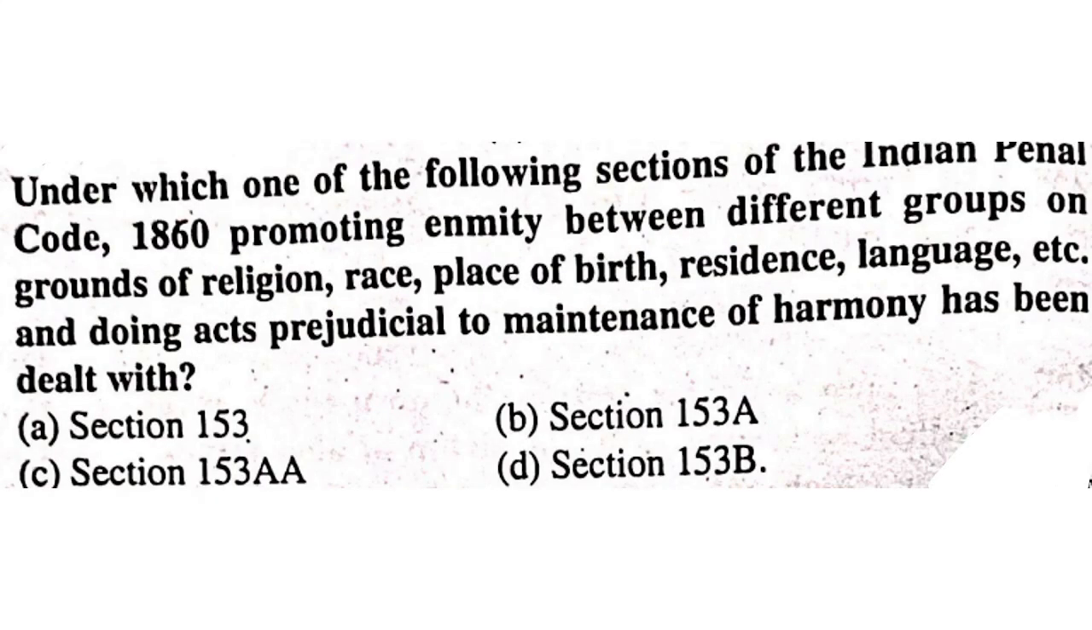Under which one of the following sections of the Indian Penal Code 1860 is promoting enmity between different groups on grounds of religion, race, place of birth, residence, language, etc. and doing acts prejudicial to maintenance of harmony dealt with? Section 153, Section 153A, Section 153AA, Section 153B. It should be Section 153A.